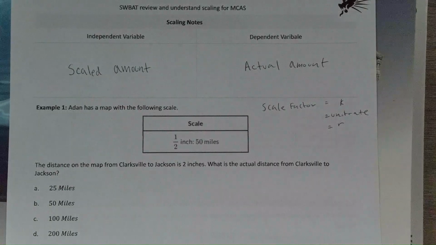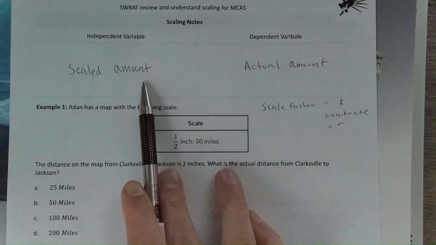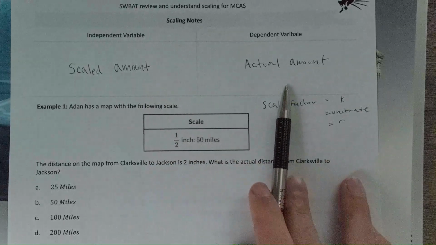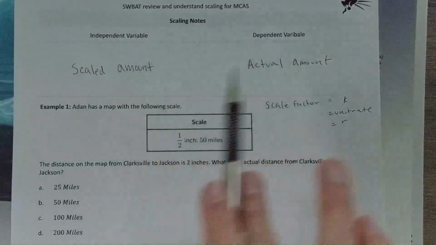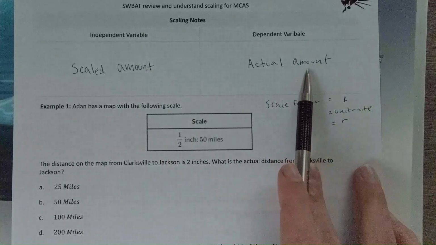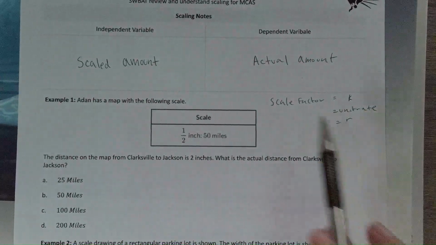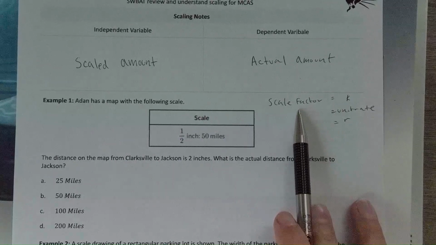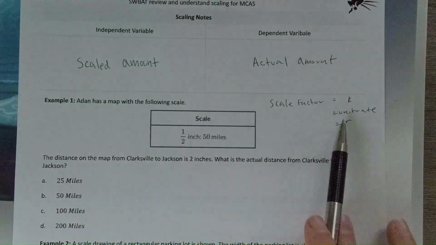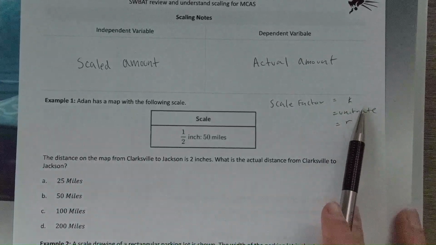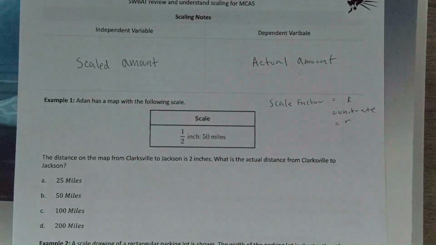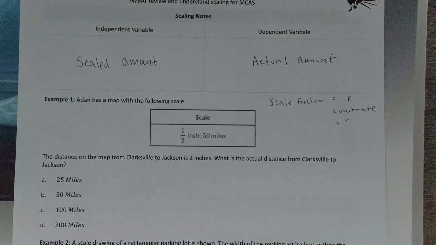Please pause the video if you need to, but going over our scaling notes, our independent variable is always going to be our scaled amount. Our dependent variable is always going to be our actual amount. The reason why is because our actual amount is going to depend on our plan. So we're going to have to scale it and then create our actual. What that means is when we have our scale factor, when our independent variable is 1, it's our unit rate, aka our scale factor, also known as R or K. And this has been consistent all throughout 7th grade where we have unit rates and so forth.